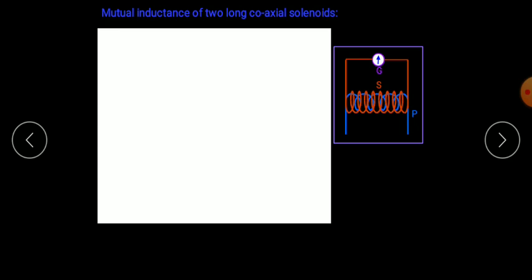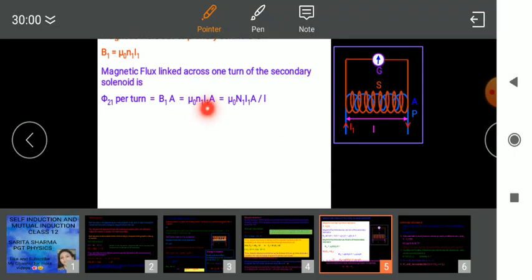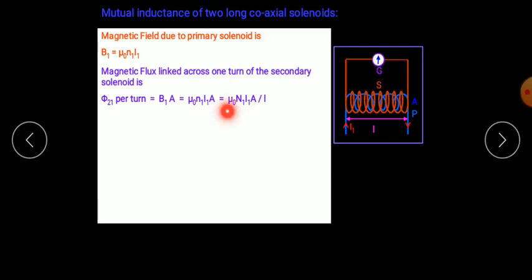So the magnetic field inside solenoid P is given by B1 equal to mu naught N1 I1 upon L. Magnetic flux linked across 1 turn of the secondary solenoid is phi 21 per turn, which is B1 into A. So we can write mu naught N1 I1 A upon L per turn. I hope this is clear to you.